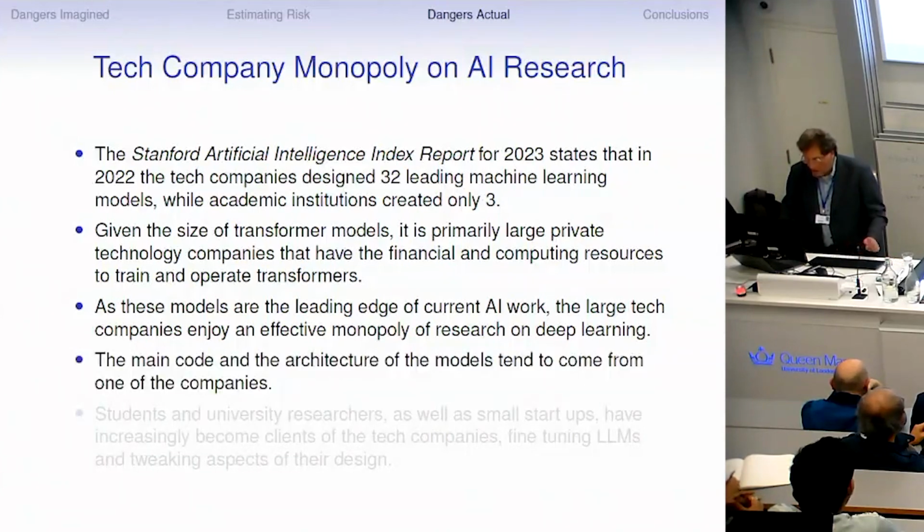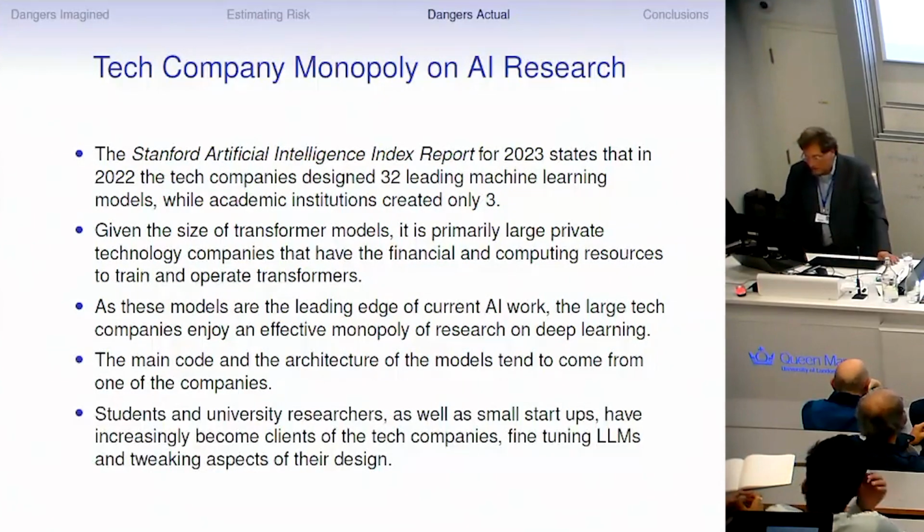Now, that means the main code and the architecture of the models tend to come from these companies. There are exceptions. There are some smaller startup companies, Mistral, et cetera. They soon, if they succeed, become very big and join the tech company collage. But the result is that students and university researchers like us and small startups in the private sector become basically clients of the tech companies.